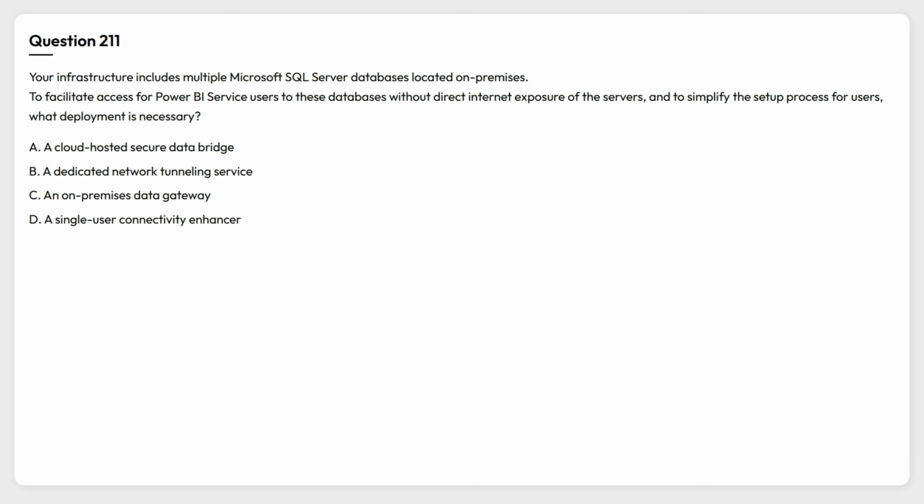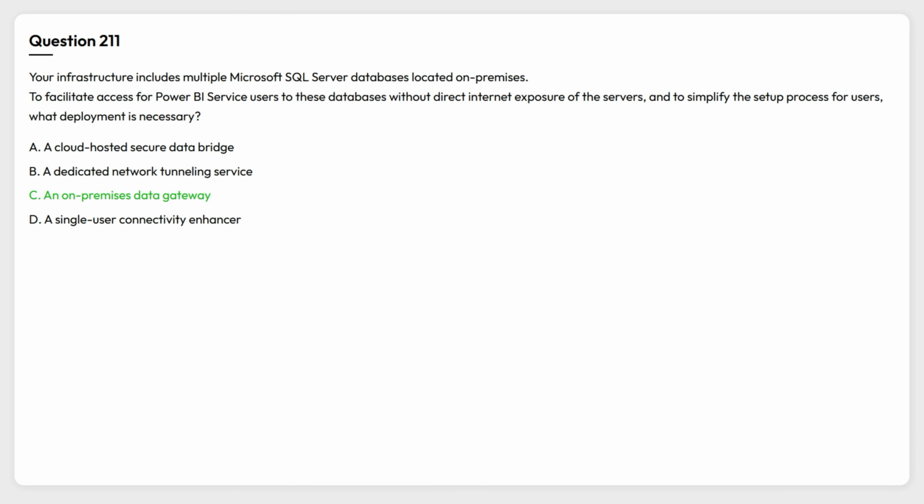Option A, a cloud-hosted secure database. Option B, a dedicated network tunneling service. Option C, an on-premises data gateway. Option D, a single user connectivity enhancer.